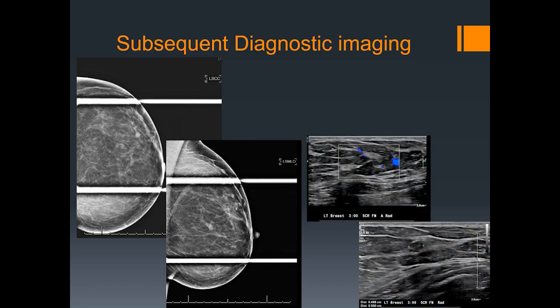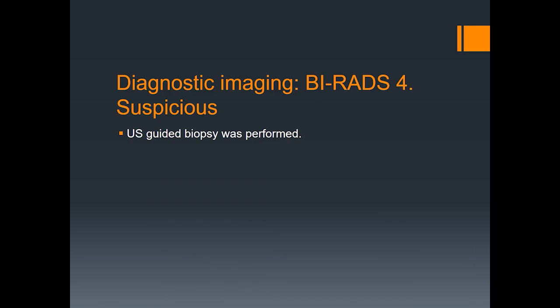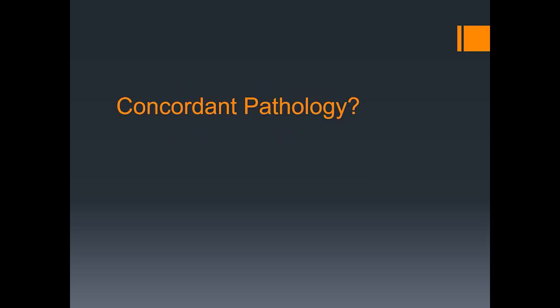And an ultrasound, not surprisingly, was obtained, where a small mass, concordant in location, size, and imaging characteristics to the dictation, is obtained, showing a concordance from the diagnostic mammogram. This hypoechoic mass was decided to be a BI-RADS 4, suspicious, and an ultrasound guided biopsy was performed. So we have to think about what would be concordant pathology as we segue from the diagnostic imaging to the ultrasound guided biopsy.